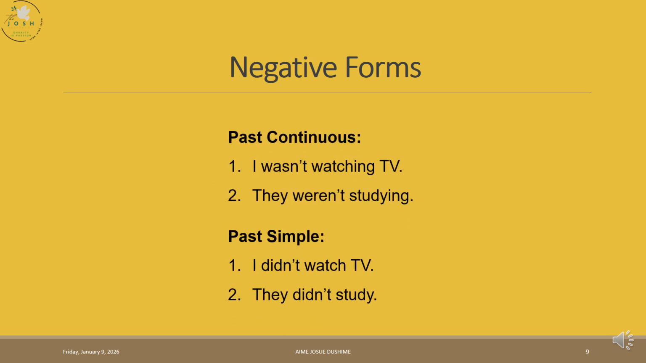Let's see the negative form. I was watching TV. They weren't studying. I didn't watch TV. They didn't study. Remember the negative of past continuous, we have subject plus was or were not plus verb ing form. And when we say the negative of past simple, it's subject plus didn't plus V1.